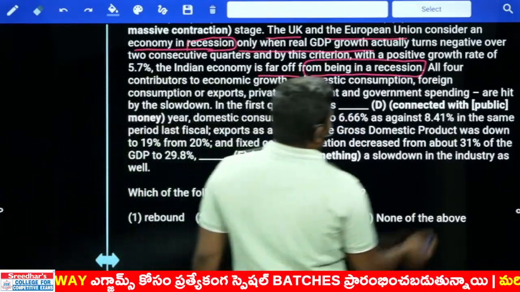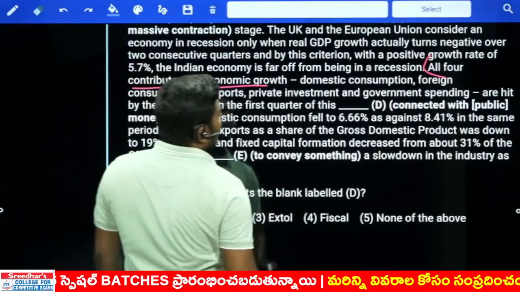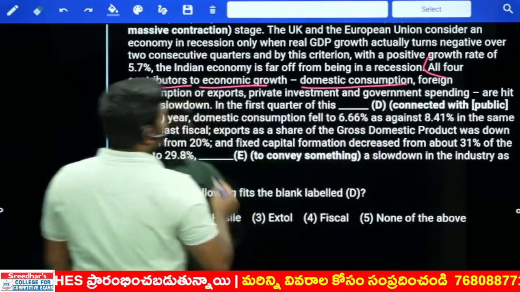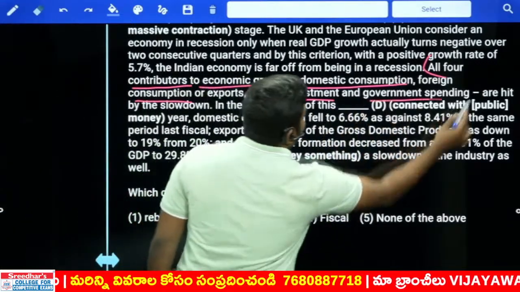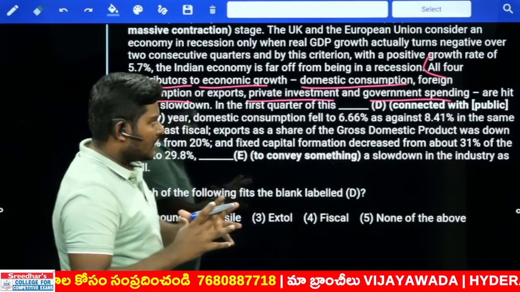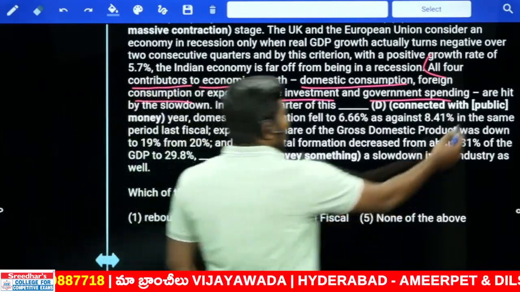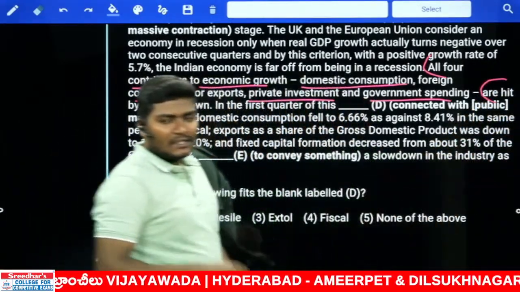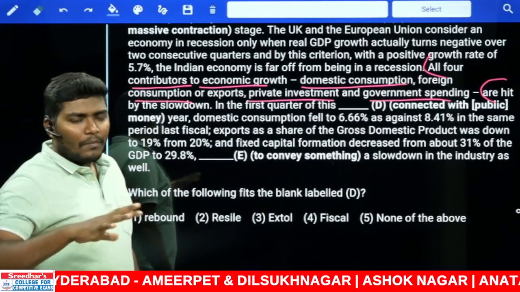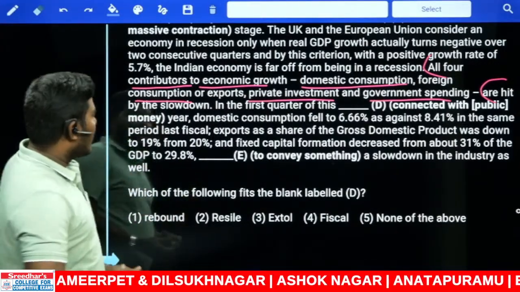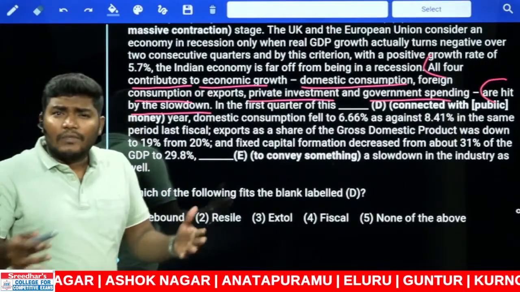Now in continuation, what is given? All four contributors to economic growth. What are they? Domestic consumption, foreign consumption or exports, private investment and government spending. All these contributors which give economic growth got affected because of the economic situations that are going on. They are hit by the slowdown. Slowdown of what? Slowdown of the GDP growth.